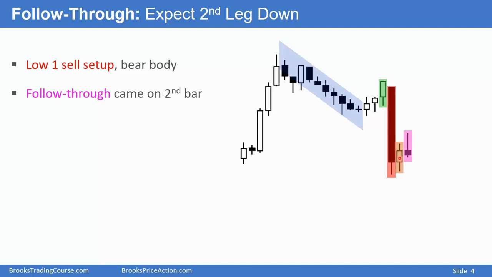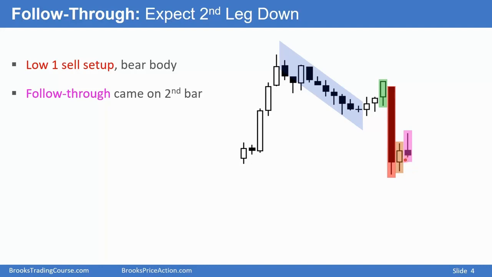It's always better if you get immediate follow through and the second bar is a big bear bar closing on its low. It's usually a lower probability bet that the breakout will be successful if the bar after the big bear breakout is a bull bar. But sometimes you get the follow through bar 2 or even 3 bars later.